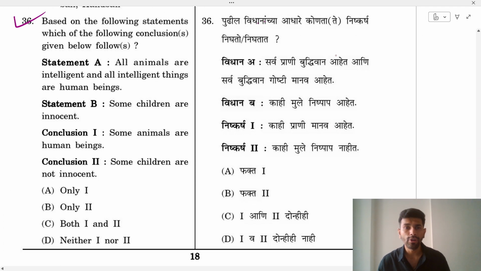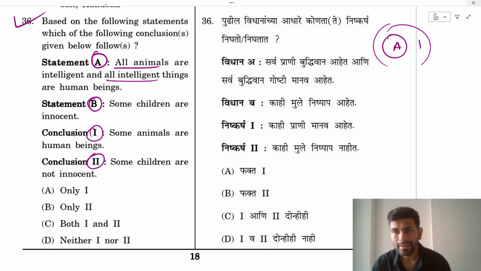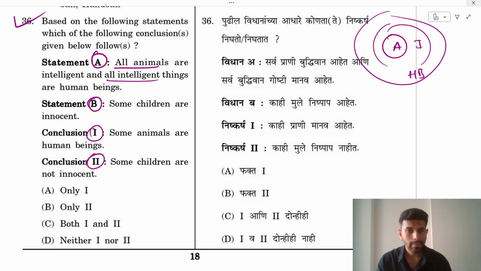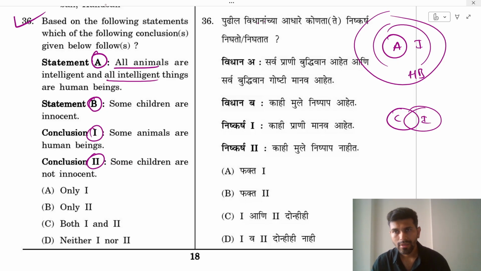Last question. Based on the following statements, which of the following conclusions given below follows? Statements A and B, conclusions 1 and 2 are given. Statement A: all animals are intelligent and all intelligent things are human beings. Statement B: some children are innocent. Conclusion 1: some animals are human beings. All animals are intelligent and all intelligent things are human beings, so we can say some animals are human beings. Correct. Conclusion 1 is correct.